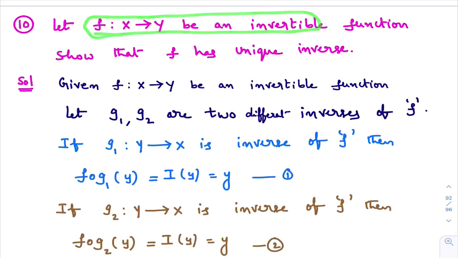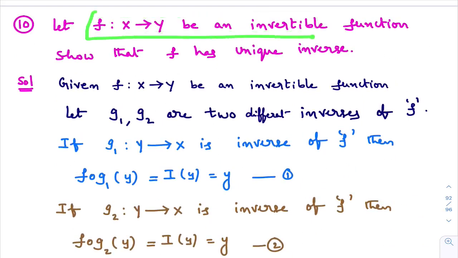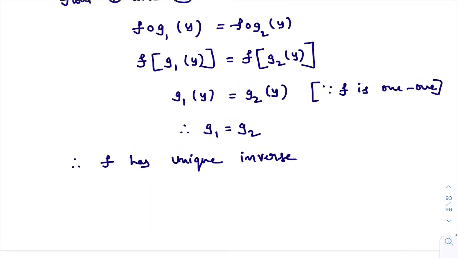If f is an invertible function, then it is a one-one function and an onto function. If it is one-one, then we know that f of x1 equal to f of x2 implies x1 equal to x2. So here, as f is an invertible function, f is one-one, right? If f is one-one, suppose this is x1 and this is x2. This looks like f of x1 equal to f of x2. f of x1 equal to f of x2 implies x1 equal to x2.